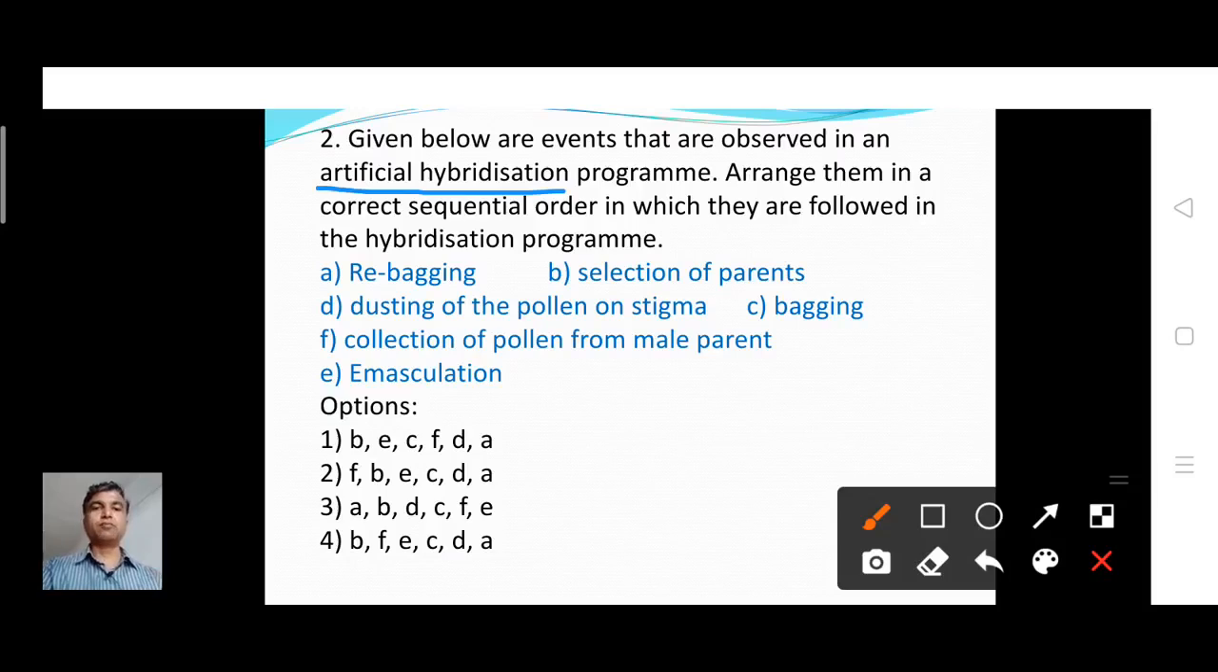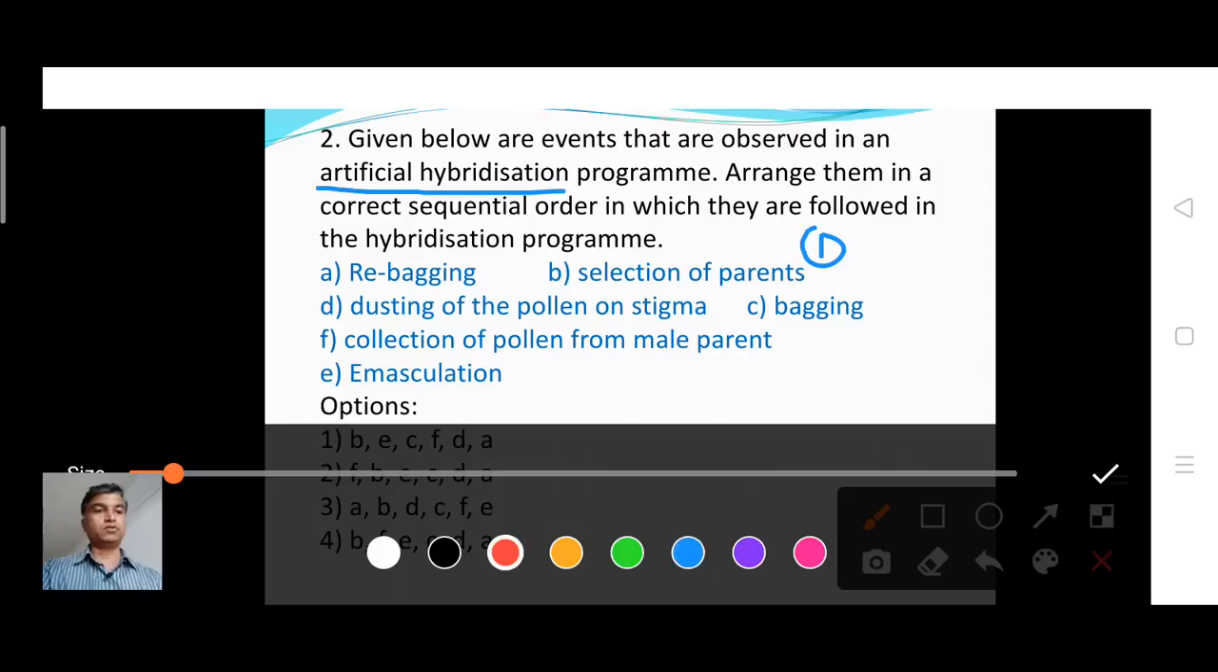But try to understand the complete process. Here the options are A to E. First one is rebagging, second is selection of parent, C is bagging, D is dusting of the pollen on the stigma, F is collection of pollen from the male parent, E is emasculation. A little bit not in proper order. Now let us organize. Here the first option is rebagging, selection of parent.